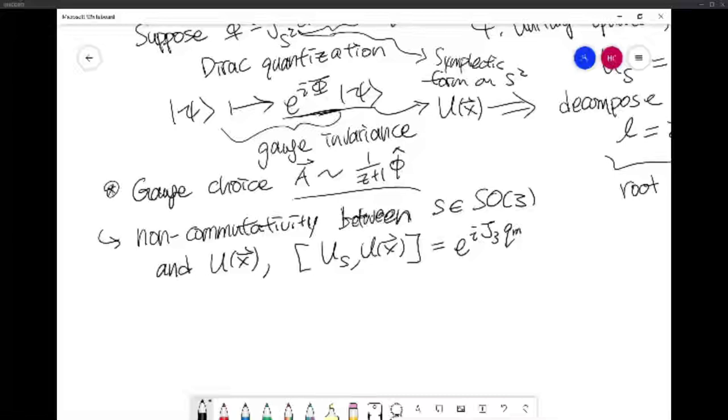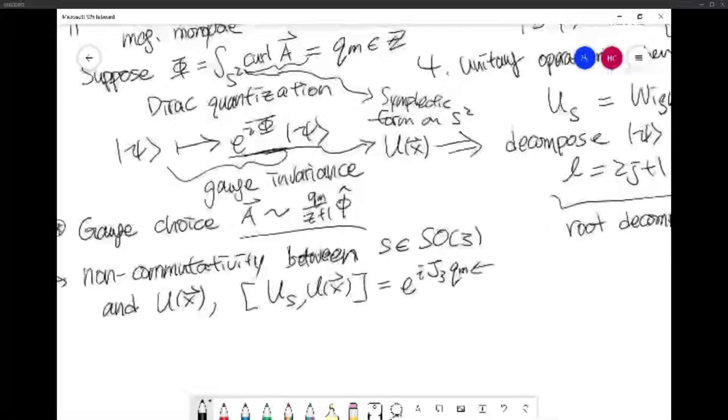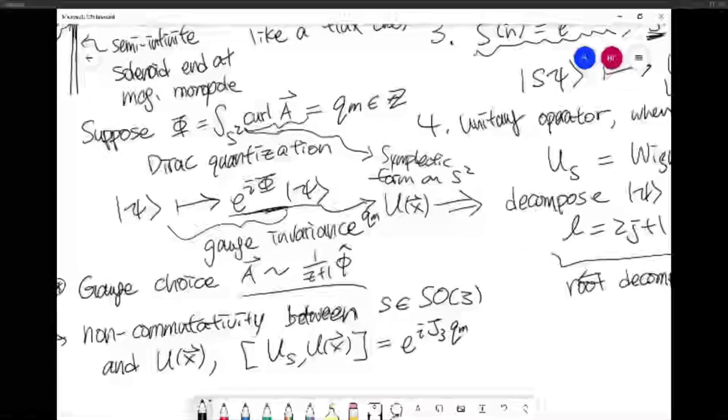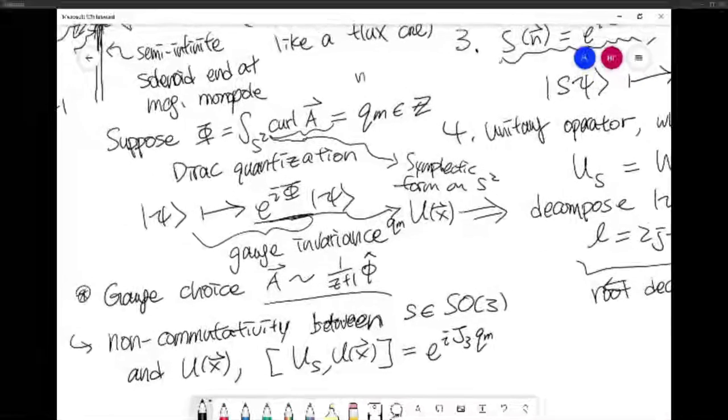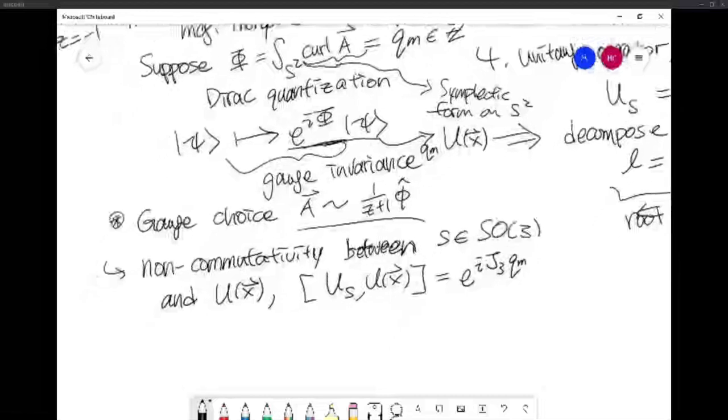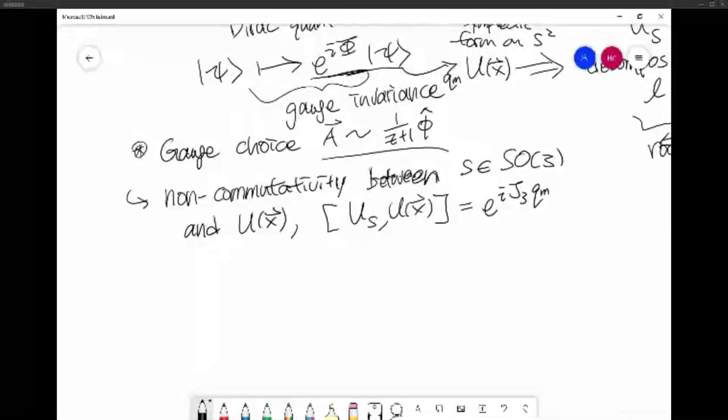It's not just that it happens to be so, it's built in, because the gauge field has this. The parameter is exactly the monopole charge, the magnetic monopole charge. I'm leaving out some computation details, but this is where the deformation is going to occur.